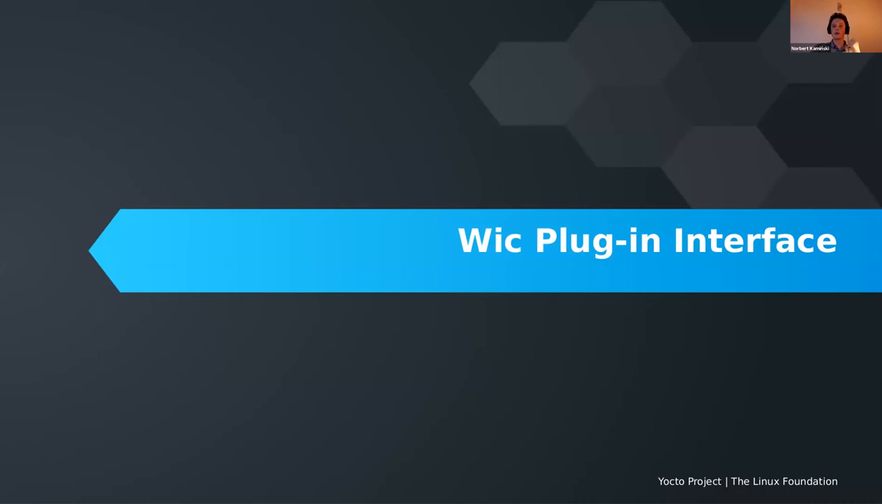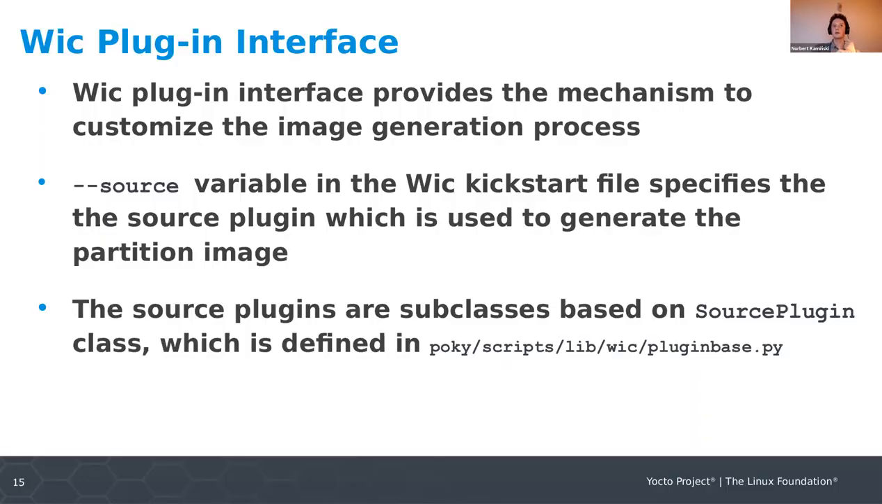Okay. So the second part will be about the Wic plugin interface. What is the Wic plugin interface? It provides the mechanism to customize the image generation process. As you may remember from the previous part of my presentation, there was a source parameter in a Wic Kickstarter file. That parameter specifies the Wic plugin that creates the particular partition. The source plugins are subclasses based on the source plugin class, which is defined in the Poky repository in the following Python script.